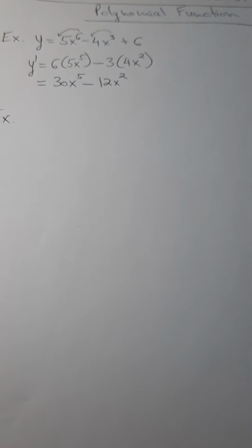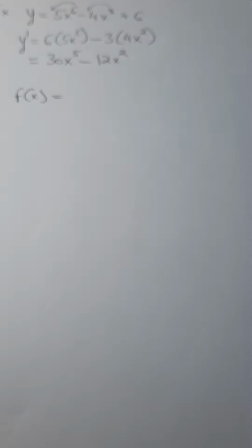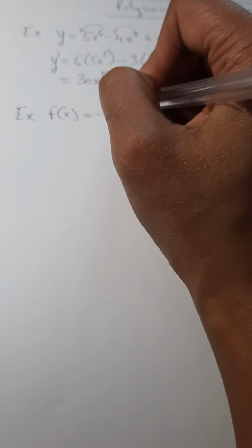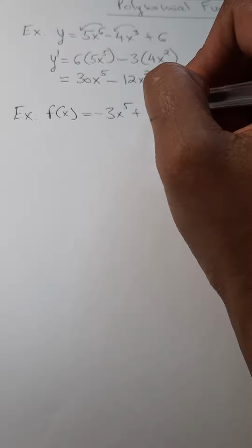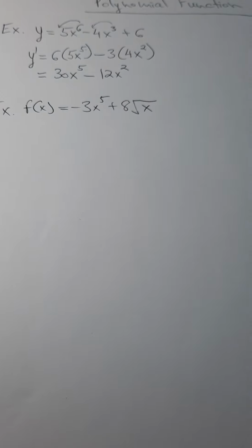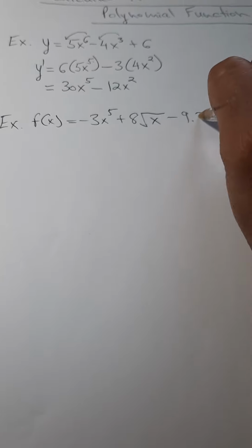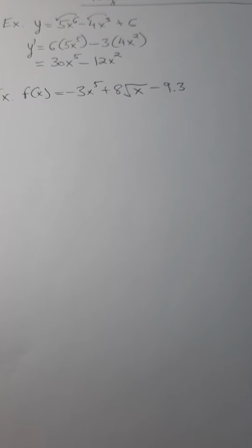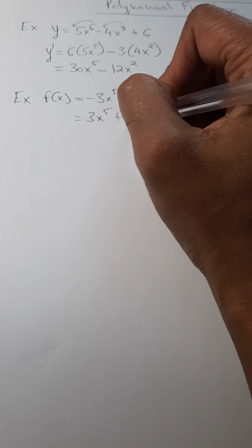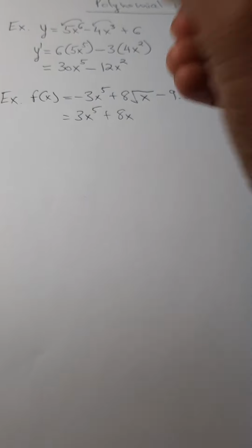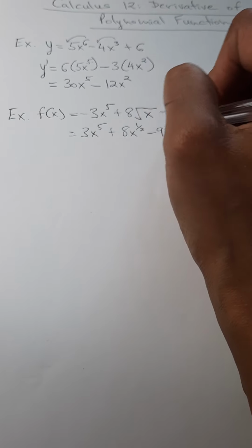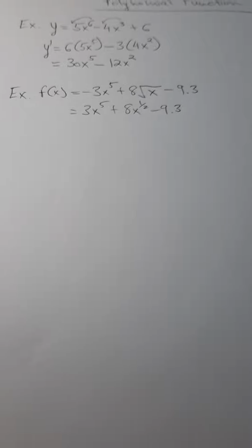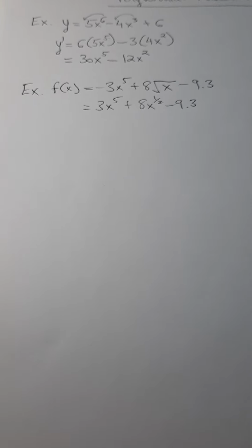There'll be a lot of examples where you have the square root function happening. So let's try this one. I have f of x equals negative 3x to the 5 plus 8 square root x minus 9.3. I notice it doesn't really matter even if you have a decimal here. What we'll do is I'm just going to rewrite this. So negative 3x to the 5 plus 8x, this is square root x, so x to the power of 1/2, minus 9.3. So anytime you do have a radical, we are just going to change it back into the exponential form.